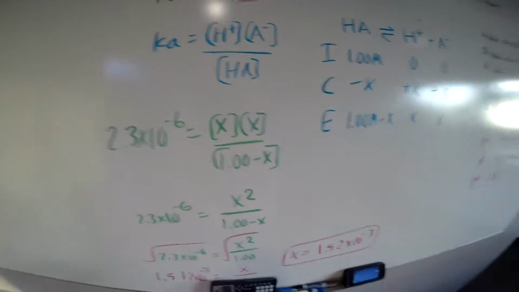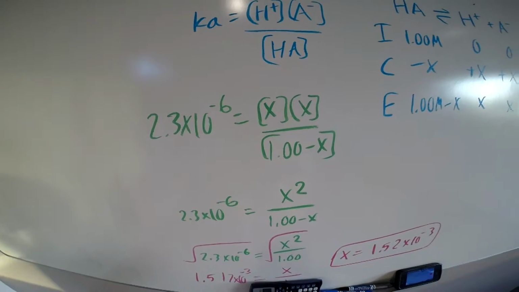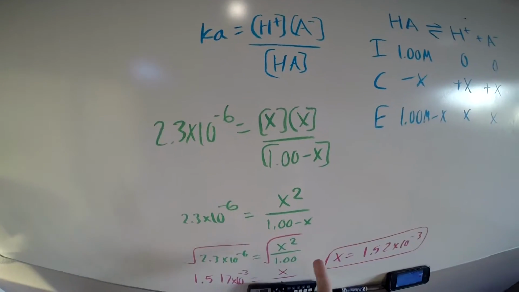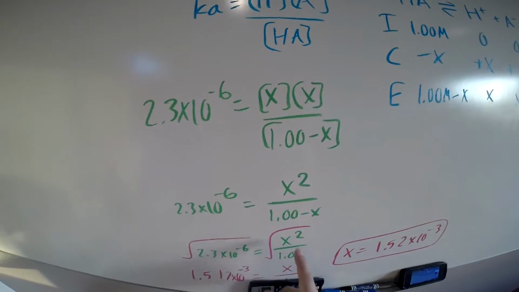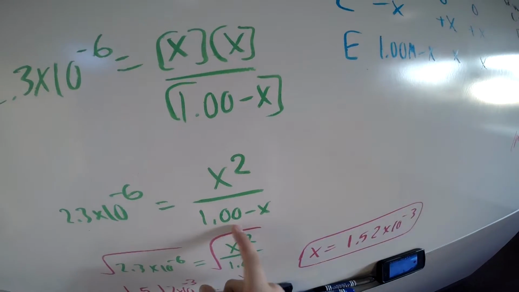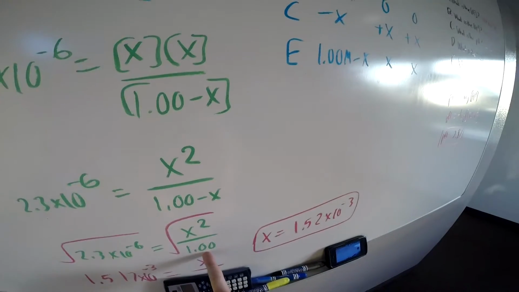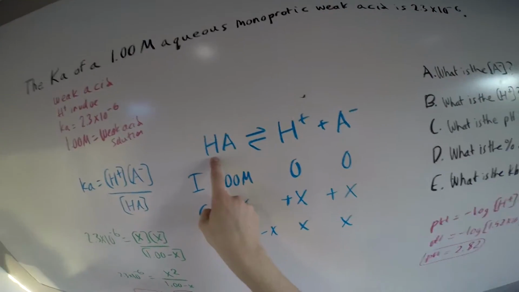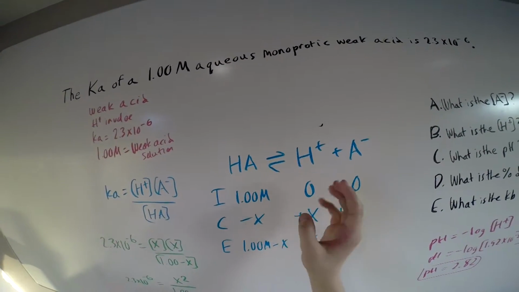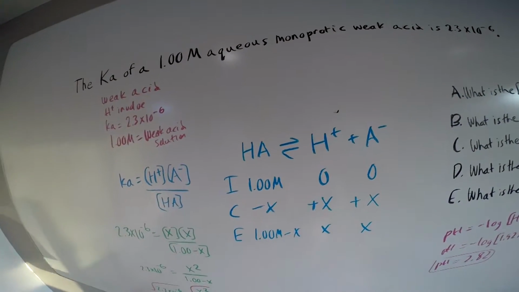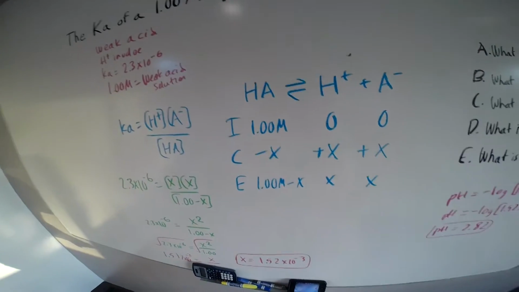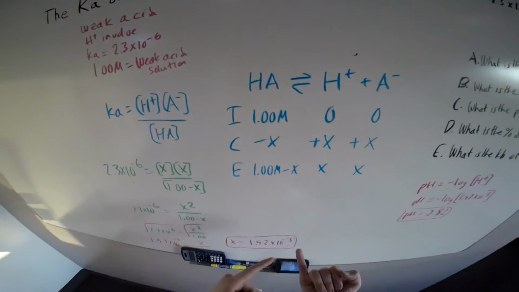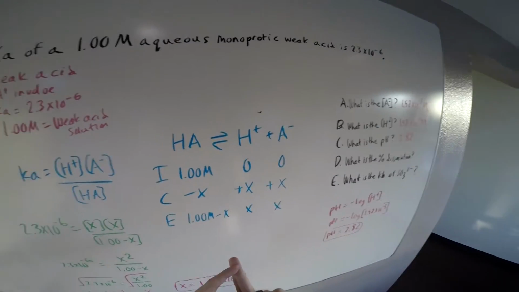Percent dissociation is basically the same thing as doing our assumption check. Because remember we assumed that the 1 minus x was simply 1, which meant that the dissociation of H plus ions right here was such a small amount that it was basically insignificant.